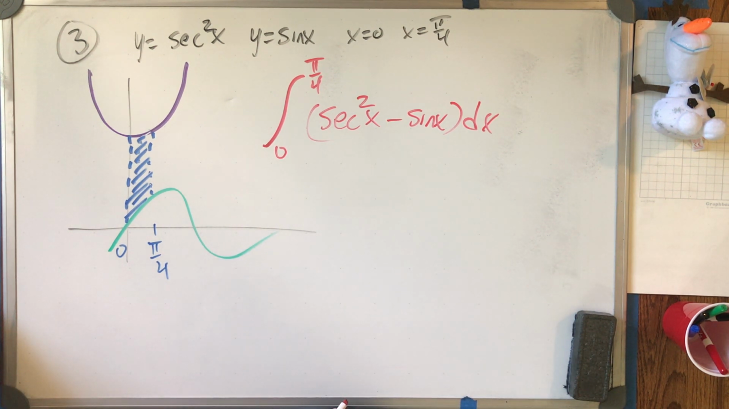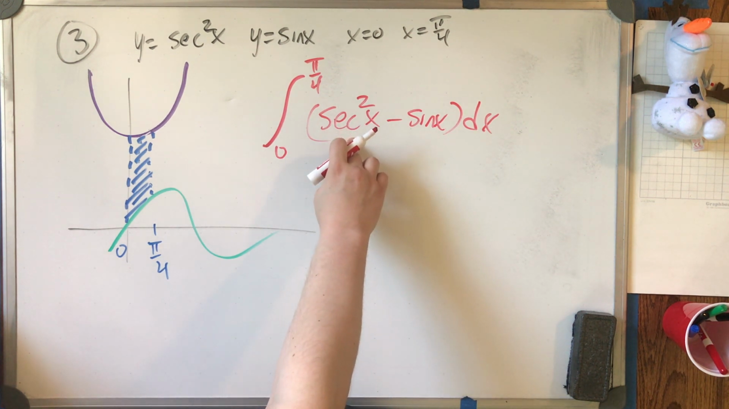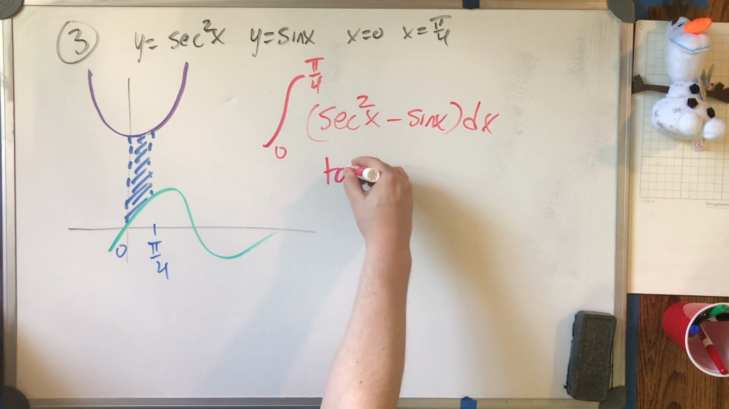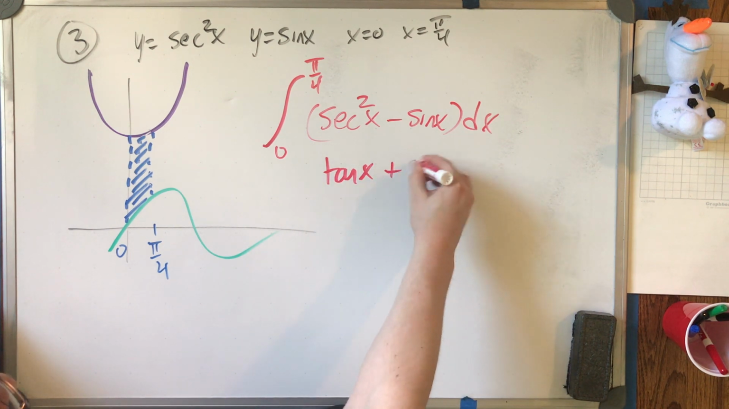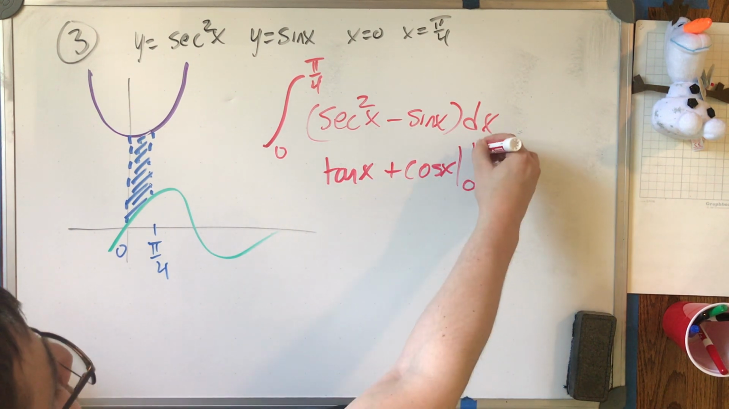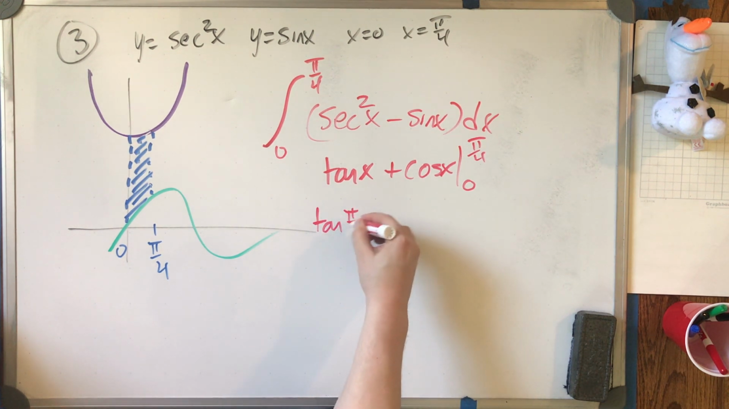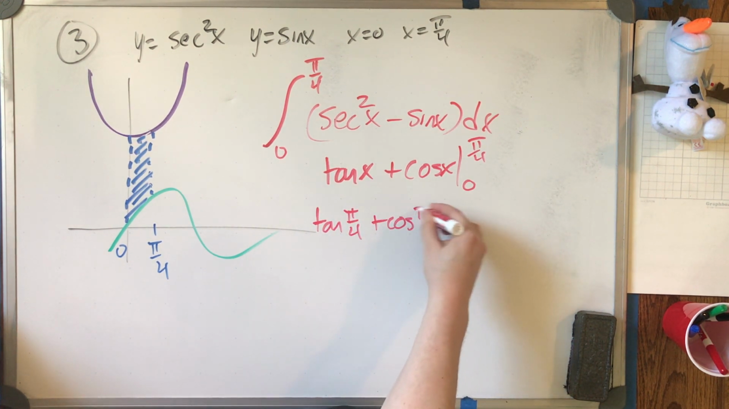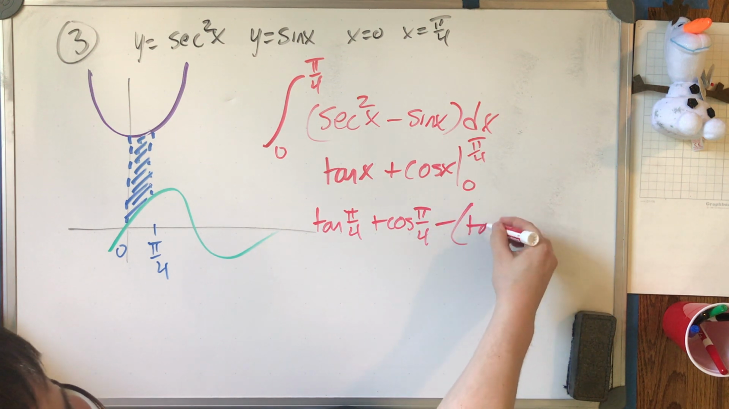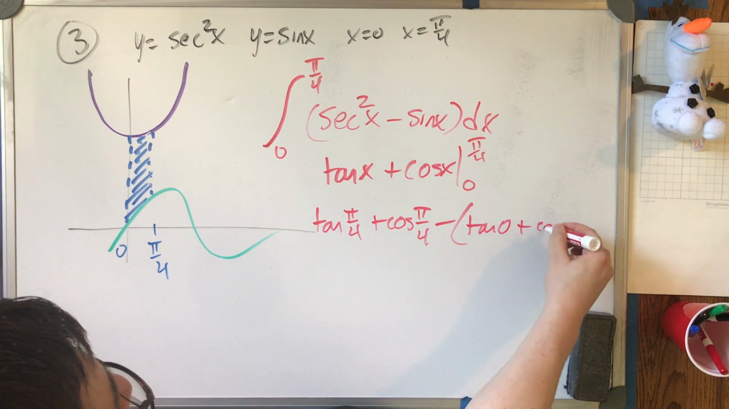If we didn't have a calculator, we can pretty easily do the antiderivatives for this one. So let's just do that. We're going to end up with tangent x plus cosine x, and we're evaluating this from 0 to pi over 4. So we're going to have tangent pi over 4 plus cosine pi over 4 minus, remember the parentheses here, tan 0 plus cosine 0.